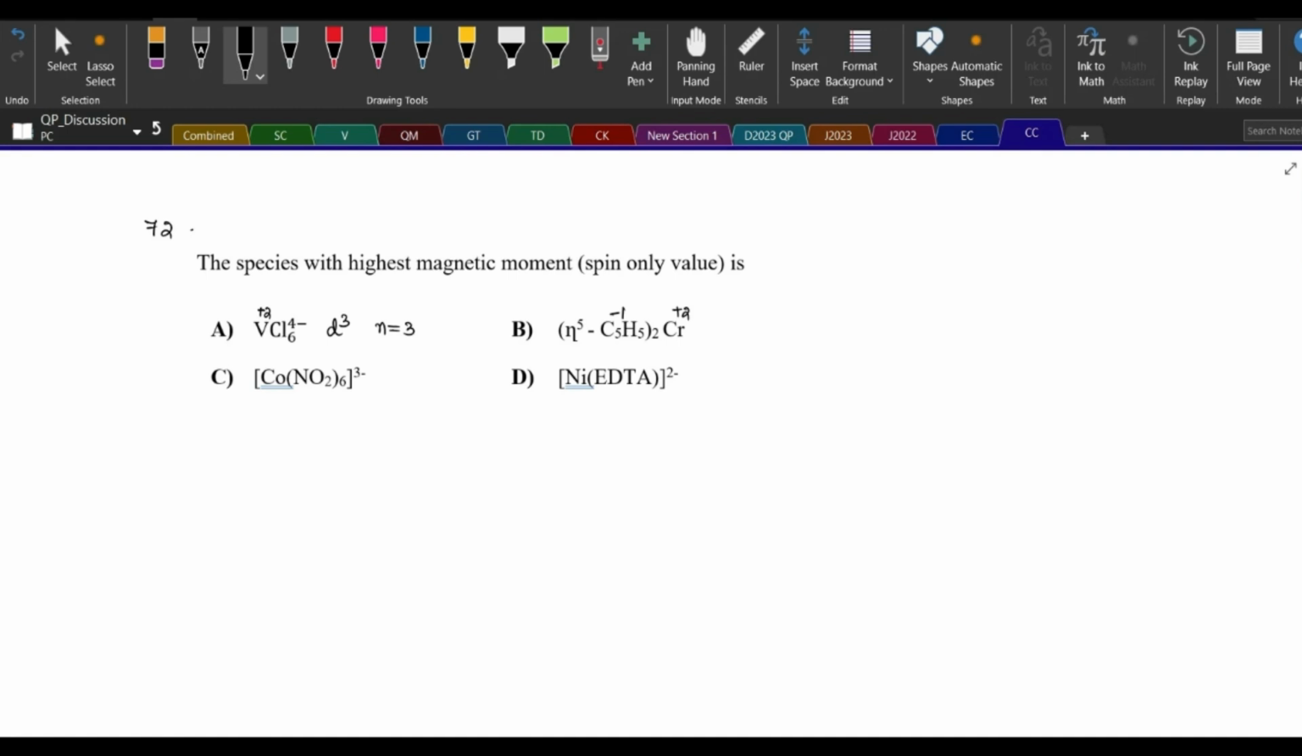Okay, what about this one? This is cobalt in nitro -1, and outside 3+ has come. Cobalt 3+. We have already discussed cobalt 3+. Cobalt 3+ is a d6 system. But how is cobalt 3+ always? Whether the ligand is strong or weak, it will remain like this. No unpaired electrons. Nickel with EDTA. EDTA, what is the hapticity of EDTA?